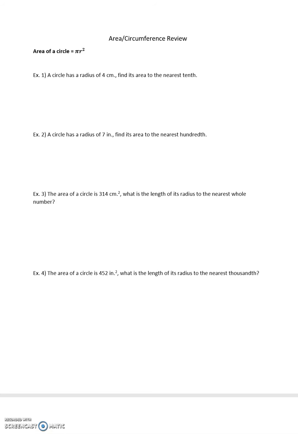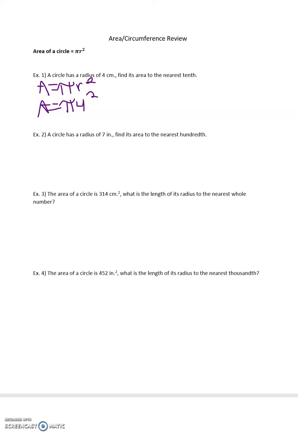So the formula for the area of a circle, A equals pi r squared. R represents our radius, obviously. So in this first example, it says a circle has a radius of 4 centimeters. Find its area to the nearest tenth. So our equation, A equals pi r squared. So what we're going to do is take our 4, plug it in for our radius.